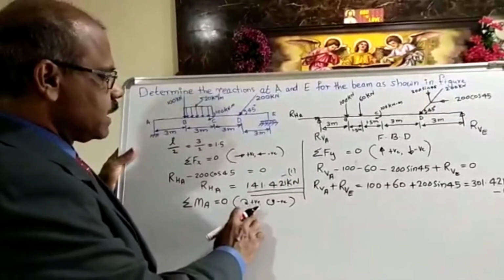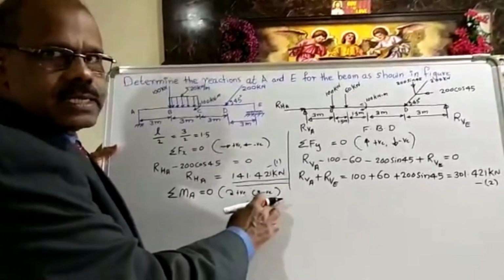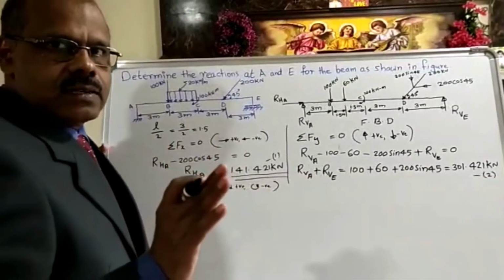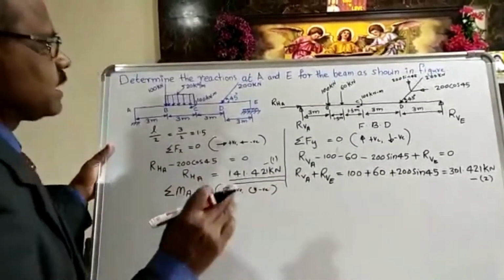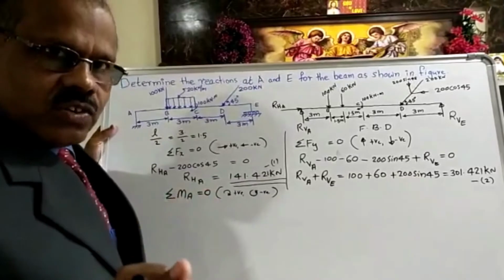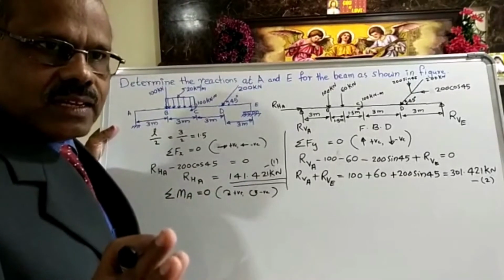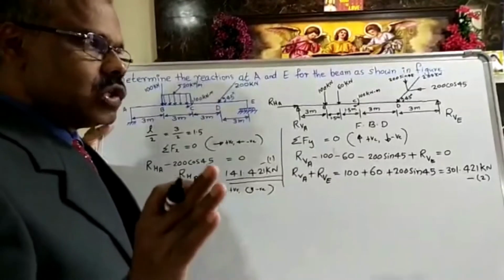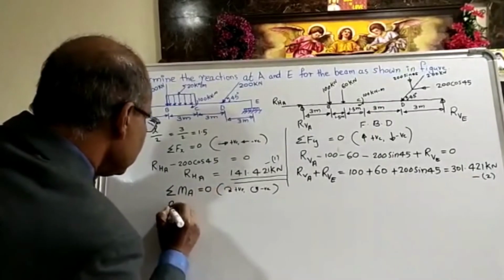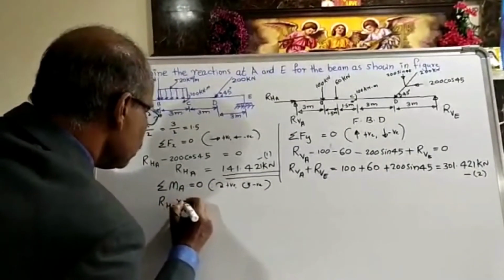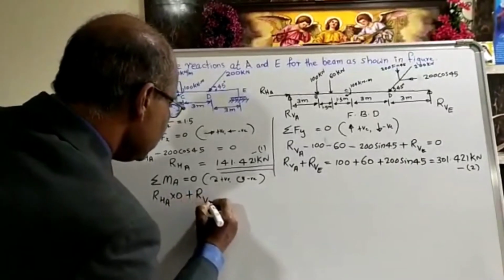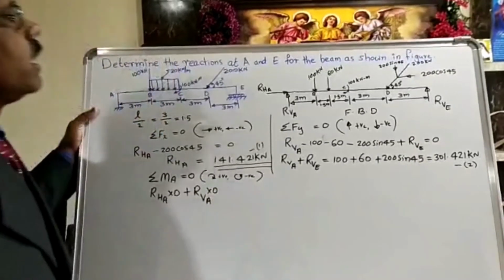Here clockwise moment is taken as positive and anti-clockwise moment is taken as negative. Now let us start the calculations. RHA and RVA both are going through the point A, so it will be 0. In order to make everything thorough, I am taking those forces also and multiplying with 0. RHA is going through A only, so it will be 0. RVA is also going through A only, that is 0.